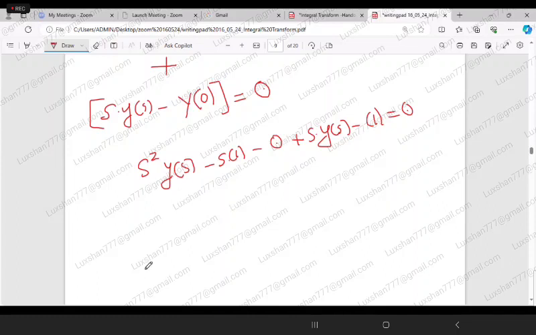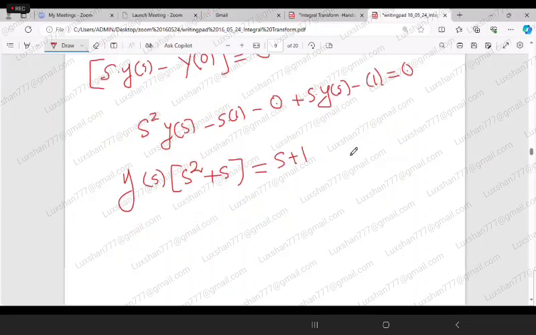We have to make Y(s) the subject, isn't it? So we find Y(s) in terms of the other terms. If you take Y(s), then you have here s squared plus s. And if you bring the rest of the thing to the other side, we'll get (s plus 1), because this is s, this is 1, so that goes to that side.